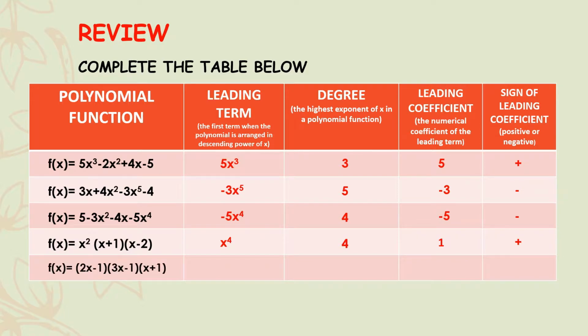Then let's have the last one. Let's have f of x equals 2x minus 1 times 3x minus 1 times x plus 1. Just like what we did in the fourth example, we're going to multiply first the first terms of our factors. Multiplying 2x times 3x times x will give us 6x cubed. So the degree is 3. Then the leading coefficient is 6 and the sign of the leading coefficient is positive.